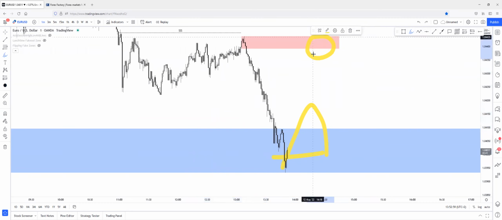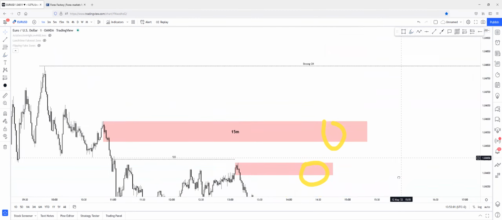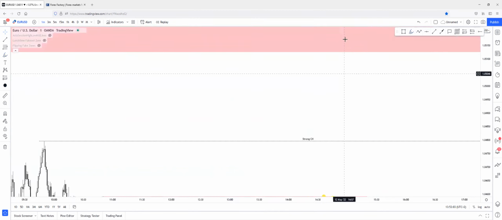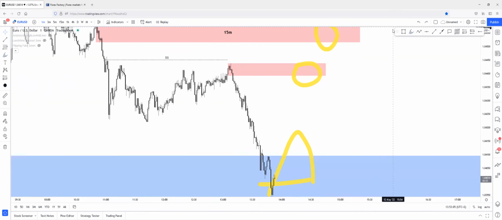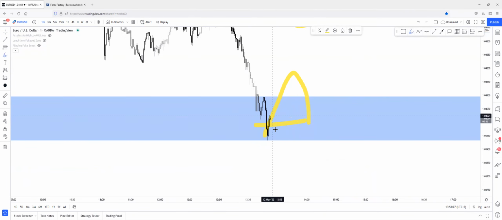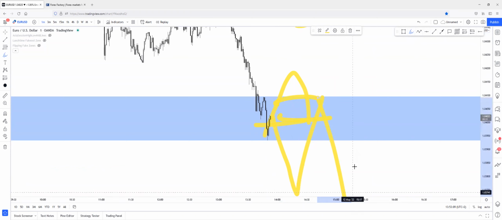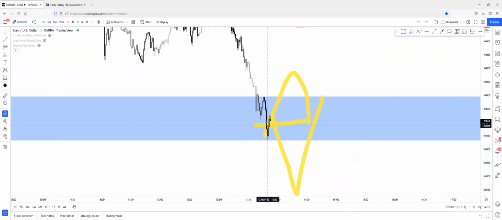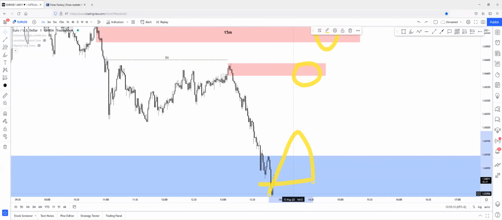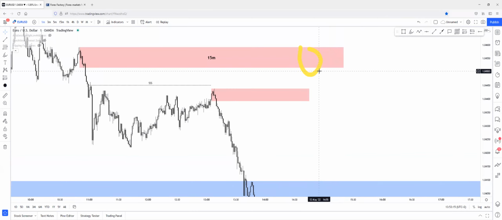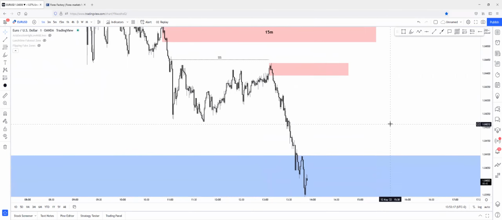Just wait for a tap of this zone, wait for a change of character right here, or wait for a break of this zone. And if the break of this zone happens, you'll be able to wait for a confirmation once again. If the break happens, I will send you the markup updates. But that's all you have to do in this session. Basically, just wait for a clear confirmation.